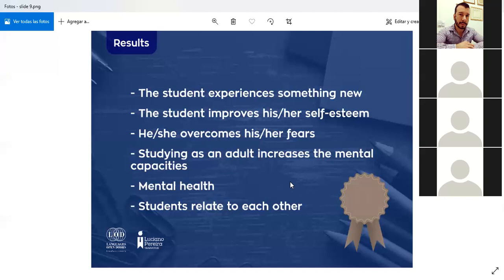The next point, he overcomes his fears. Of course, you know that at the beginning, the fear is present, like a big monster or a ghost. But once this student starts feeling confident, this fear will go away. It is our task to show that student that he is able, that he is smart, intelligent enough to learn a new language, to overcome this challenge. Okay?